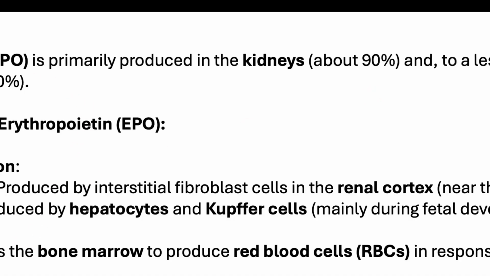What is the function of erythropoietin? It stimulates the bone marrow to produce red blood cells in response to low oxygen levels or hypoxia, and helps maintain the oxygen balance in the body. So erythropoietin is kind of a signal sent by the kidney to the bone marrow to synthesize more red blood cells to maintain the oxygen balance inside the body in low oxygen condition or in stress. Regulation: low oxygen levels, hypoxia, increase erythropoietin production.